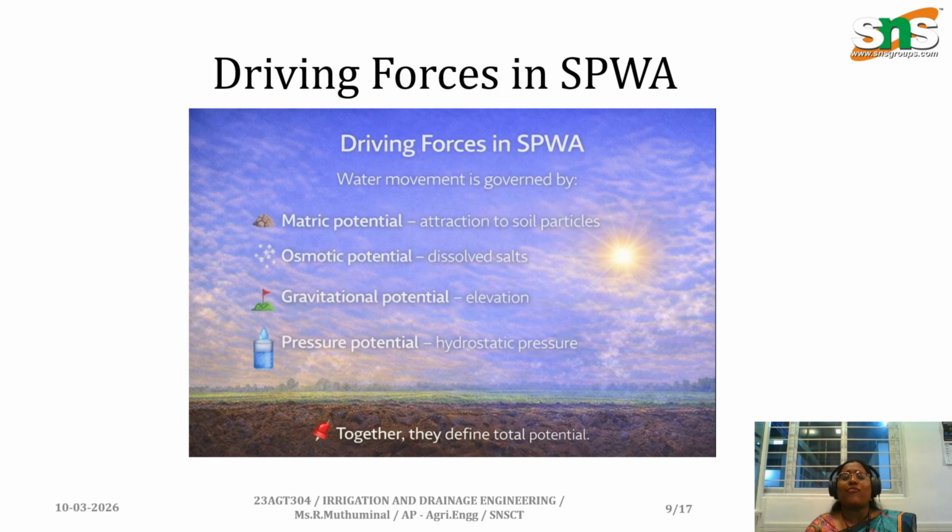The driving force of water movement in the SWPA continuum is mainly controlled by water potential gradients. Water always moves from higher water potential to lower potential. Typically, the order of the potential is from soil to the root, root to the stem, stem to the leaves, and leaves to the atmosphere. Because the atmosphere usually has the lowest water potential, it pulls water upward through the plant like a natural suction system. This driving force is primarily caused by transpiration from the leaves.